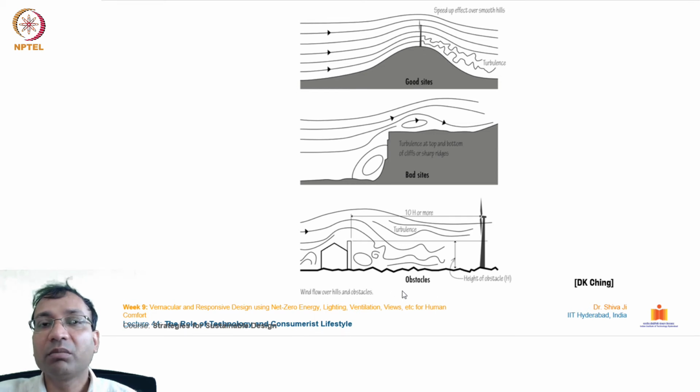Similarly, urban obstacles such as large scale building structures, chimneys or warehouses also create hindrance in the overall movement of the air, and in turn create turbulences. So these structures also need to be taken care of while we are designing for the wind movement in our premises.